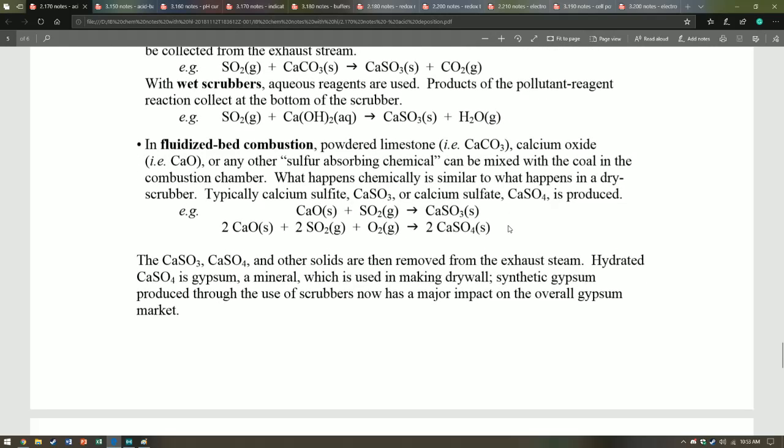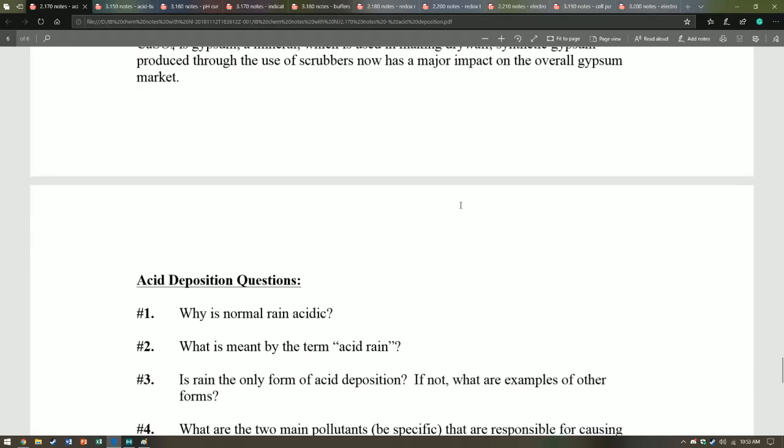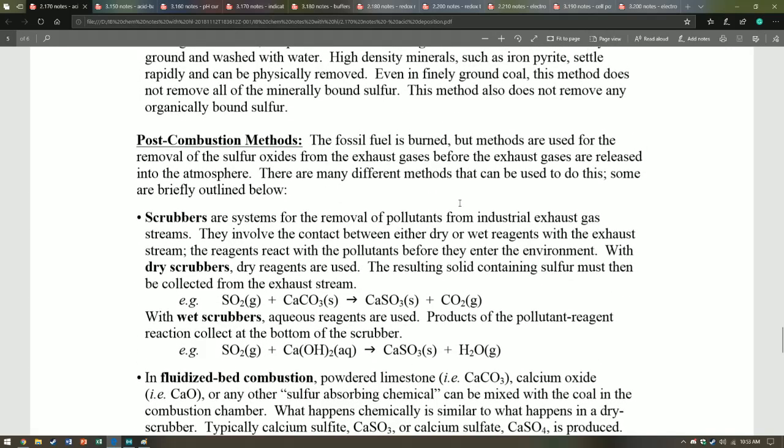You could also use fluidized bed combustion, in which powdered limestone, calcium oxide and other sulfur-absorbing chemicals are mixed with coal in the combustion chamber, and then the heat will not cause it to form SO2. It will cause it to form other sulfur compounds that are not those things. So for example, if you throw this in when you're burning your coal, it'll react with this to form that. And that's sort of it there.